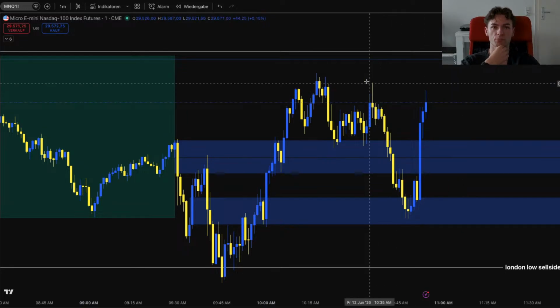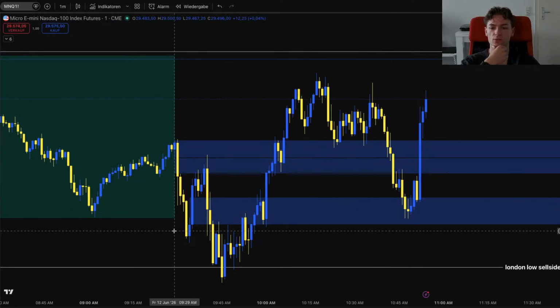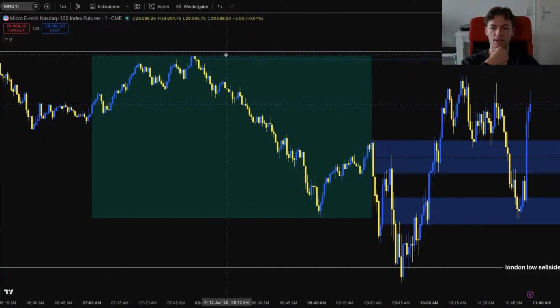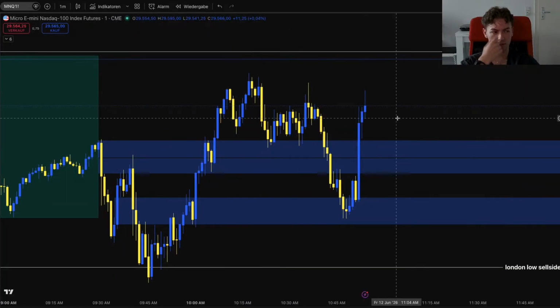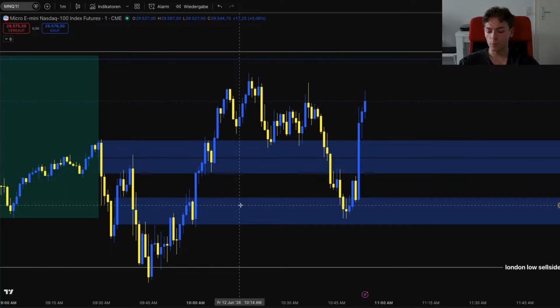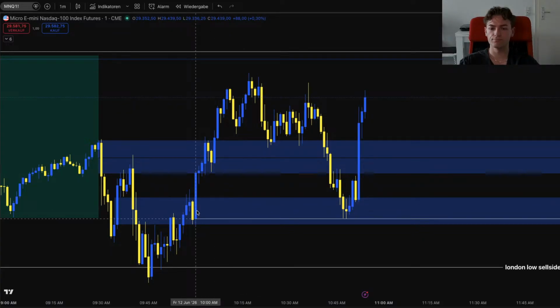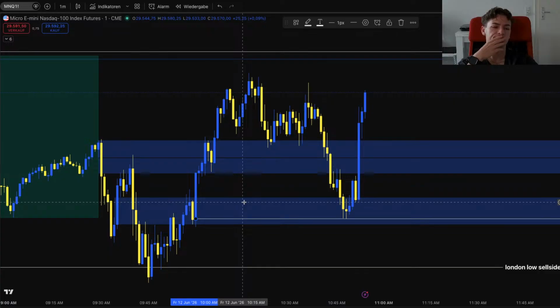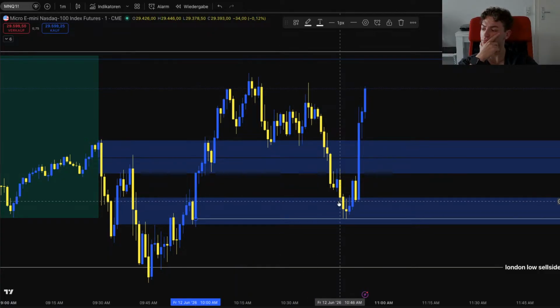Isn't that interesting? Price went back down into the first presented fair value gap. Left relatively equal highs in here. Seems like price is going higher again. And what level did price use? 10 a.m. open. Interesting.